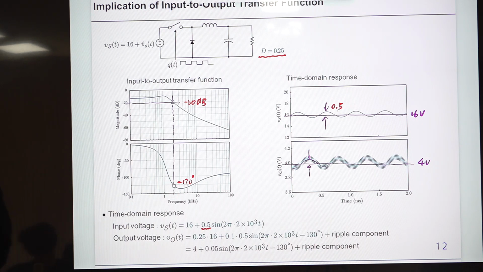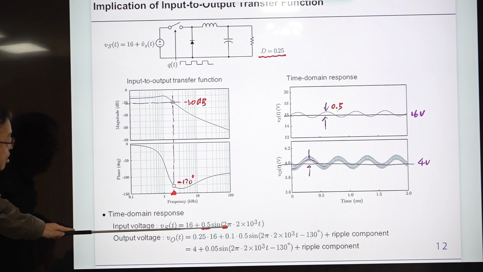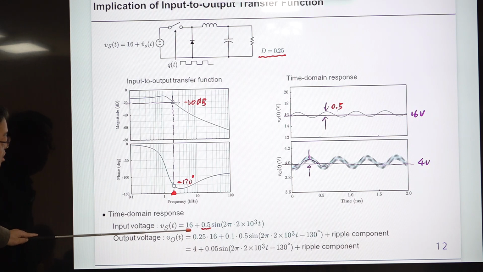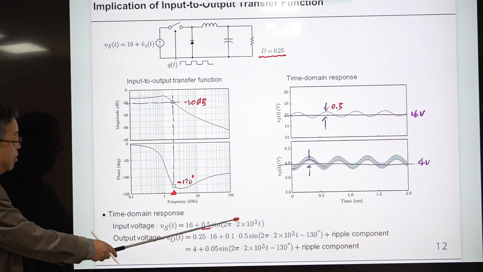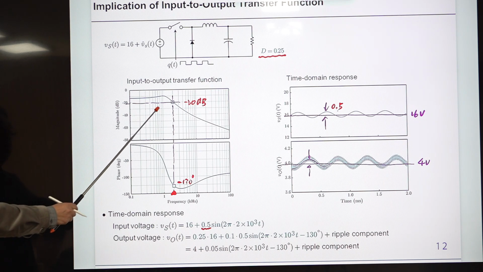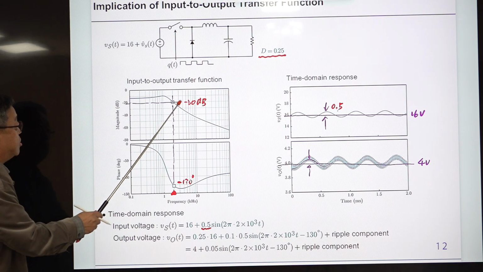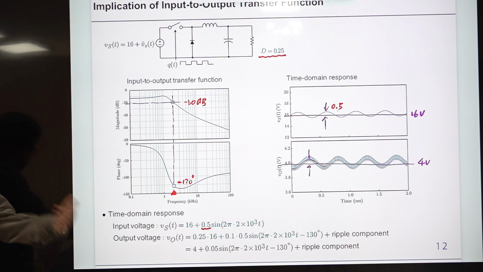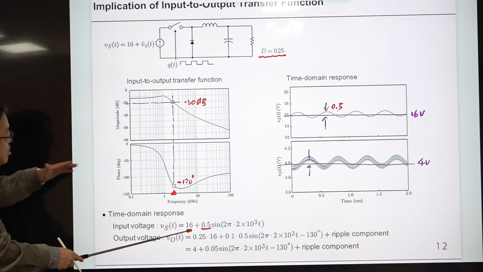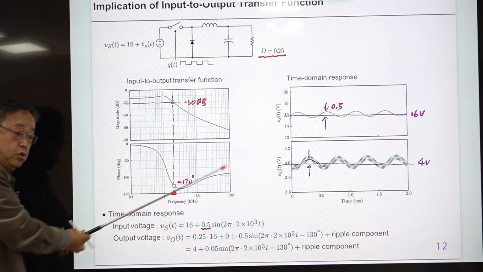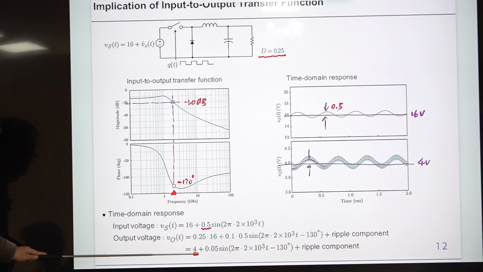and the frequency of this sinusoidal oscillation is 2 kilohertz here. So this is the frequency of sinusoidal oscillation. Then the prediction of this, okay, based on the principle that, okay, then input voltage is given by this. Input voltage is the DC 16 plus some AC component, sinusoidal component. Magnitude is 0.5 and the frequency is 2 kilohertz. At 2 kilohertz, this input to output transfer function predicts this minus 20 dB attenuation. That means because this is the buck converter, the DC output is 16 times duty ratio. So this is the steady state DC, which is 4, okay?